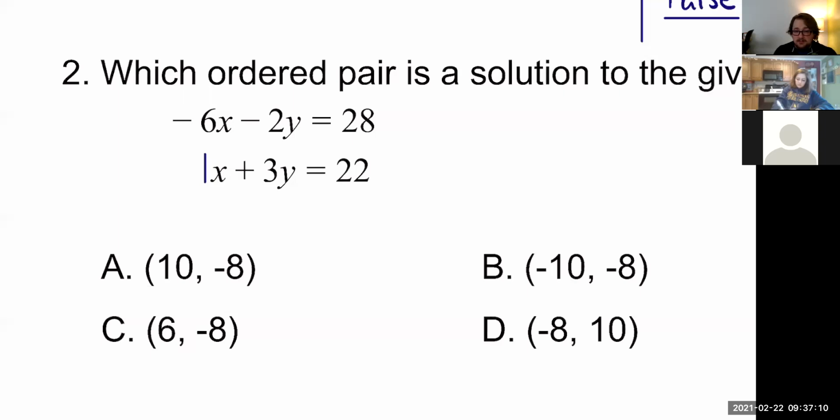So if you think about it, it's good to have a goal in mind. Which variable do you think will be easier to eliminate? I think that the negative 6x gives you times the bottom equation by 6. The negative 6x and the positive 6x can apply.